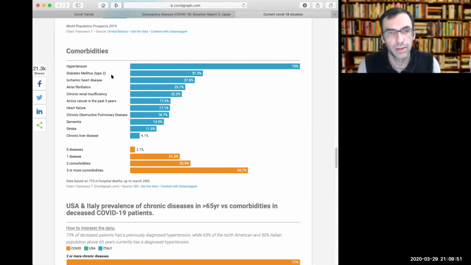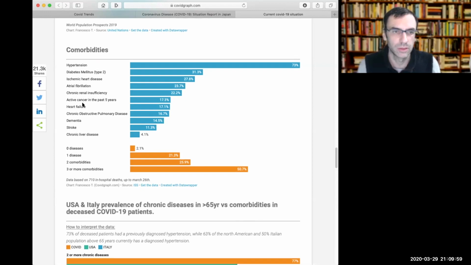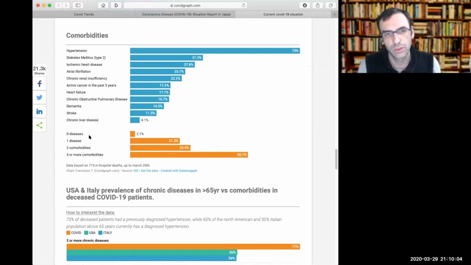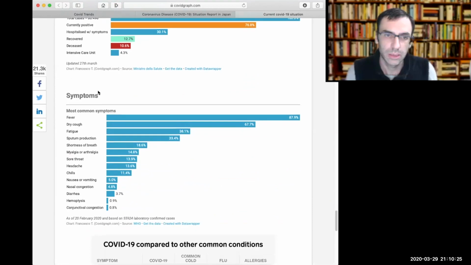So that's quite bad. And then we also see other comorbidities such as diabetes, heart disease, heart malfunction, renal insufficiency, and active cancer and other things. Also, we should note that basically only 2% of the people who died had no other diseases, whereas 21% of people died who have one of these diseases. So this really tells us that we have to take care of our health, and we should be exercising, eating well. There was something else down here.